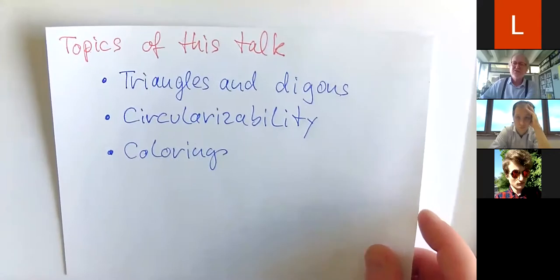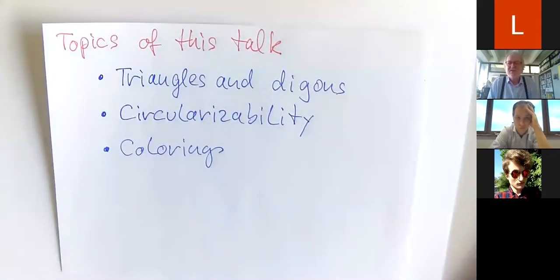And now let me talk about what to expect here. I have prepared three topics which I'm going to address. The first one is triangles and digons. It will be about the question how many triangles or digons can you expect to see in a simple intersecting arrangement.